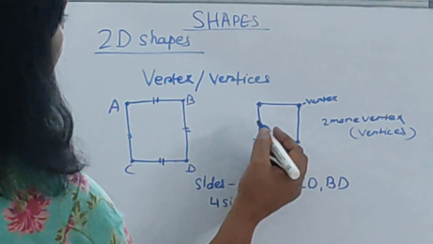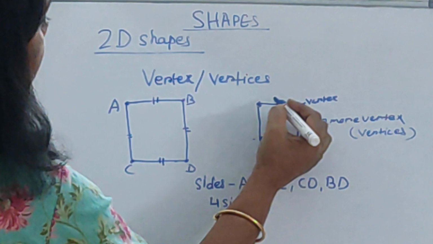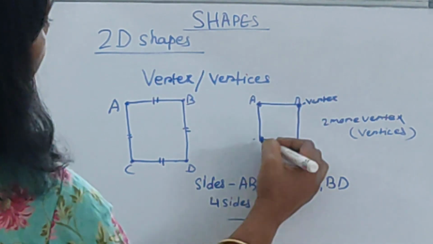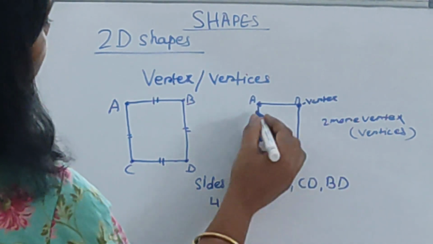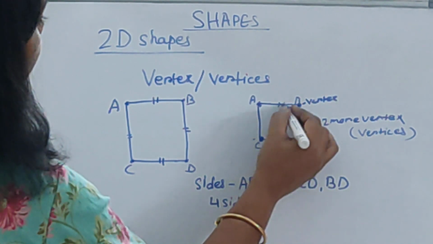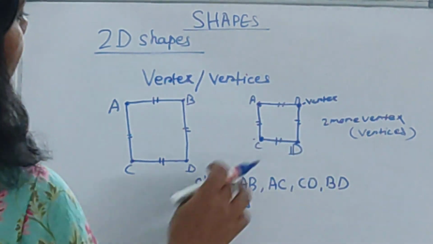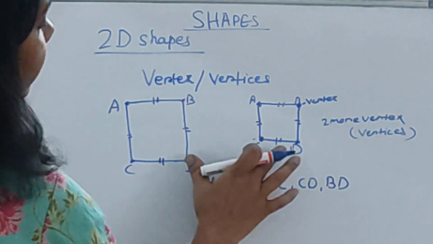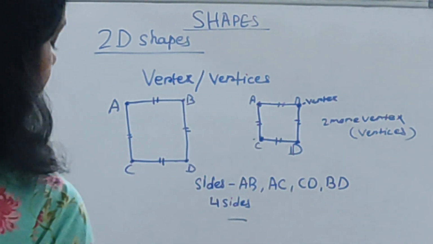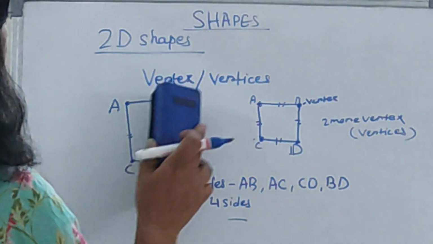So in a square also, how many sides are there? See, A, B, C, D. So 1, 2, 3, 4. Four sides are there.